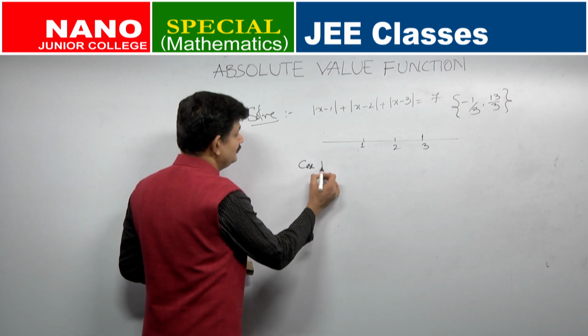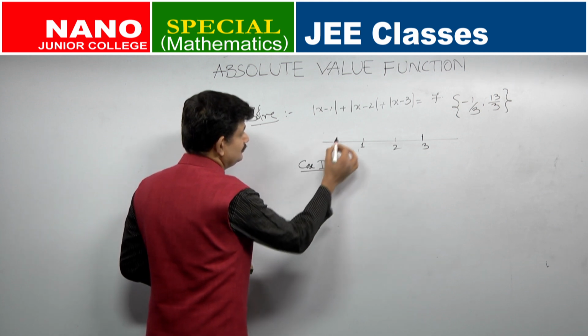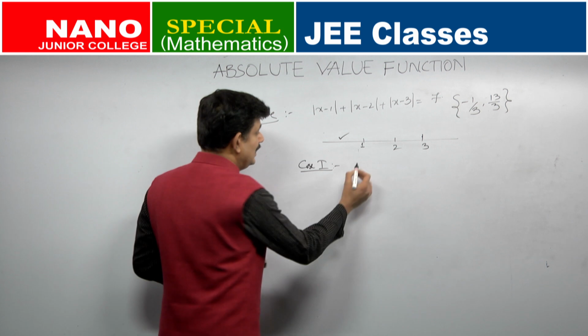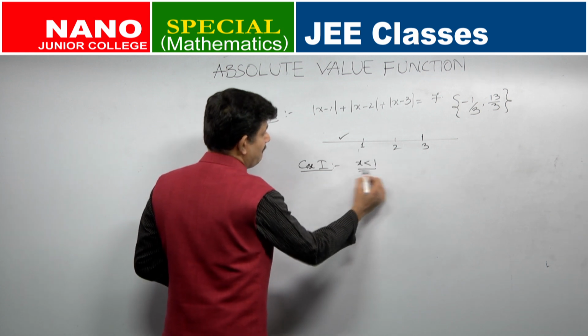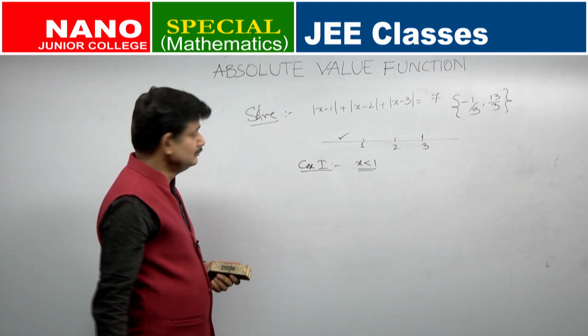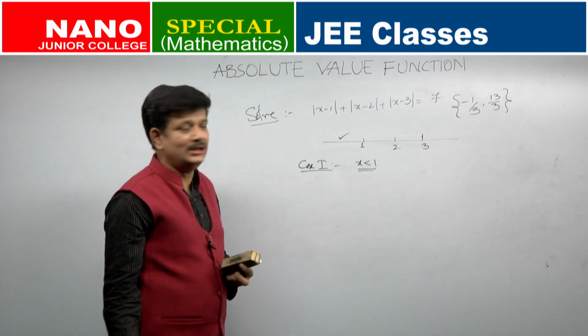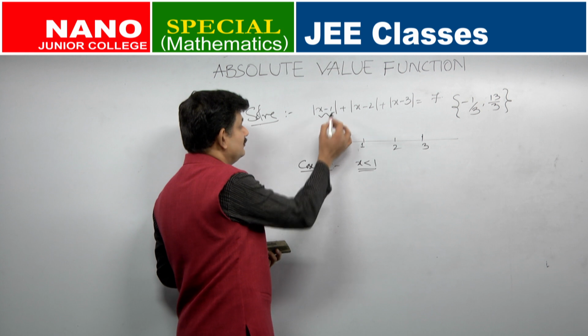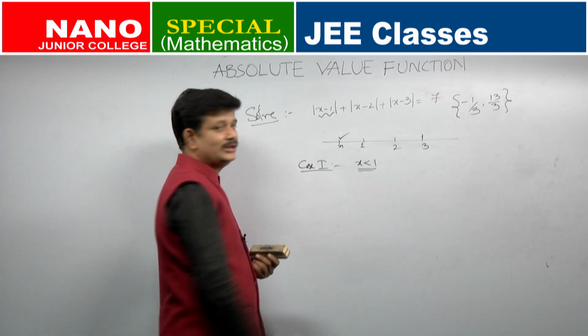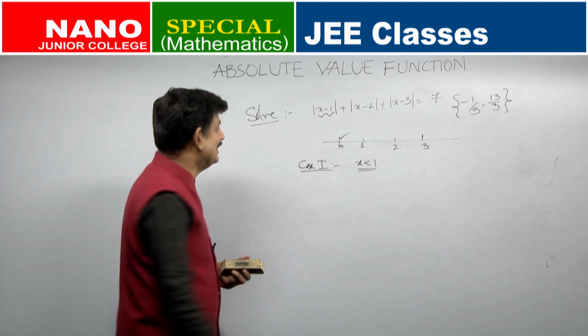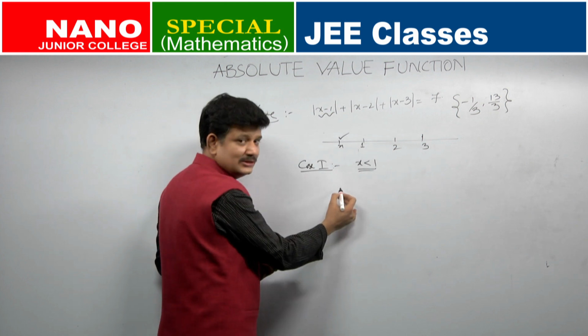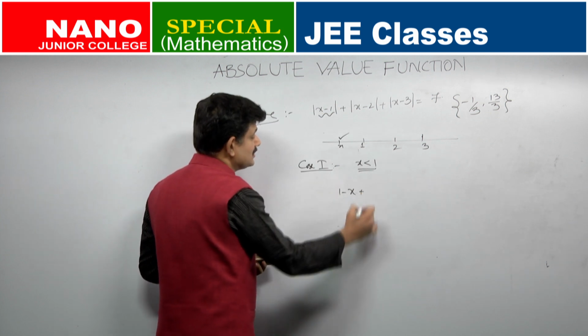What is case 1? This is your case 1. What is it? X less than 1. So, whenever x is less than 1, will mod x minus 1 be positive or negative? X is here, x is smaller than 1. So, x minus 1 will be negative. So, mod x minus 1 will be minus of x minus 1, or 1 minus x.